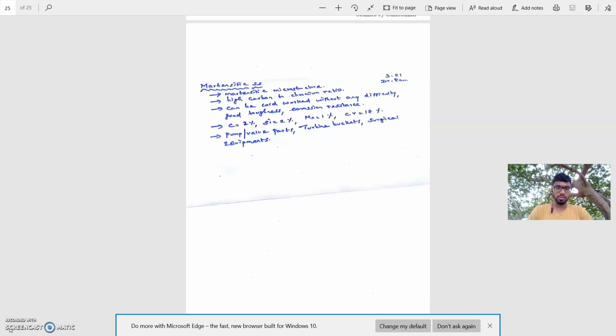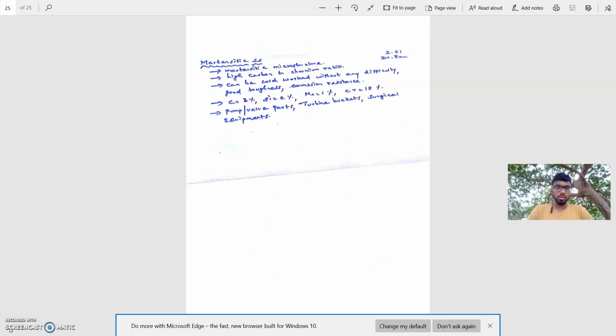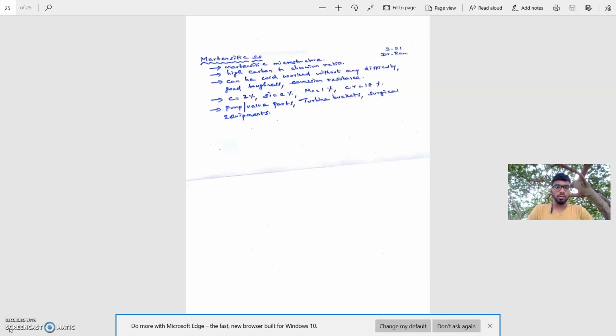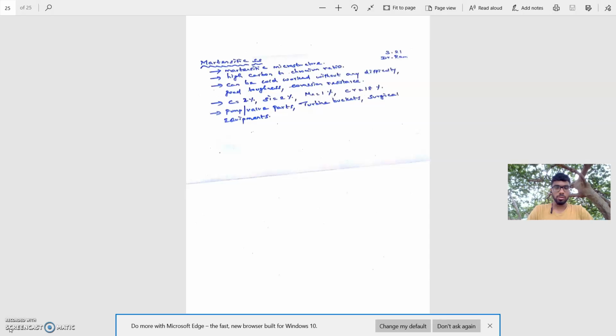Martensitic stainless steels. Martensitic microstructures. They have a very high carbon to chromium ratio. They can be cold worked without difficulty, with good toughness and corrosion resistance, and a carbon of 2%, silicon of 2%, manganese 1%, chromium 18%. Applications: pump valve parts, turbine buckets, surgical equipment.